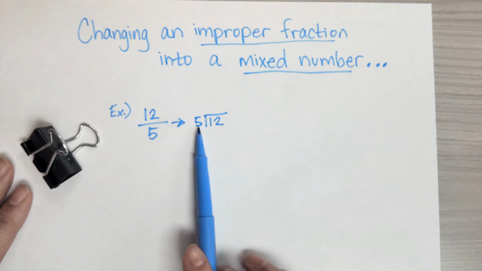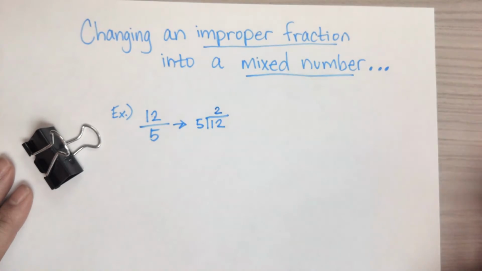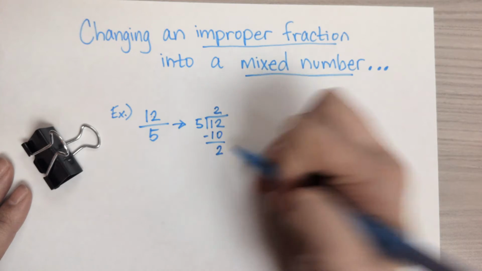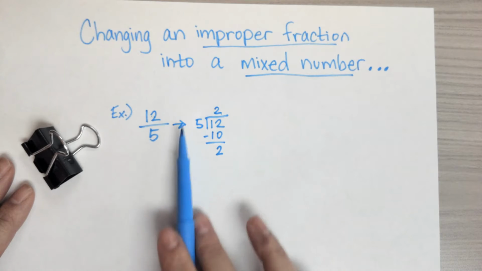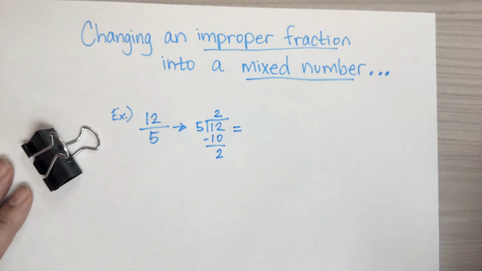When we do this, we see how many times 5 goes into 12, and it goes into it 2 times. 2 times 5 is 10. We subtract, and we get 2. Our division problem is done, but now we need to take these numbers that we got and convert them over into a mixed number.